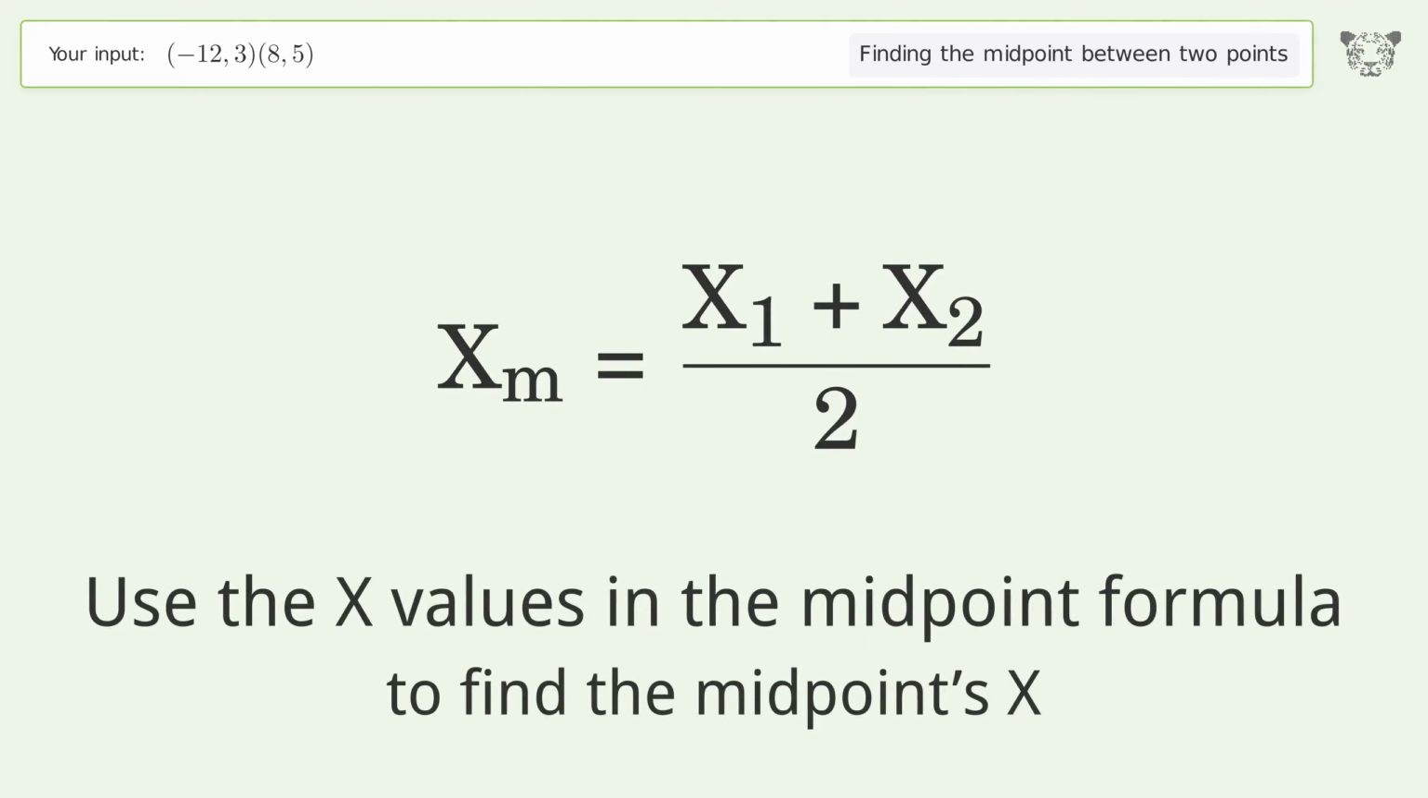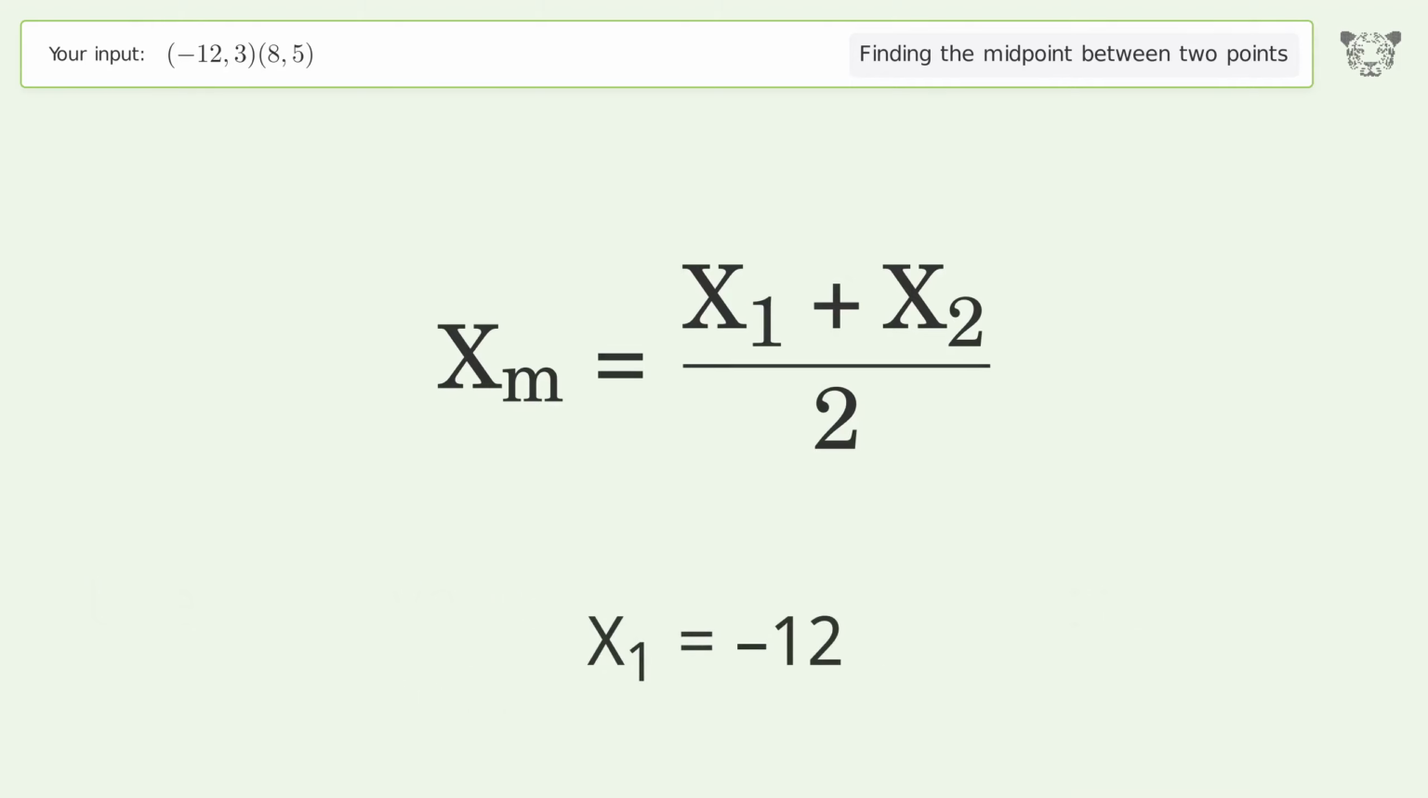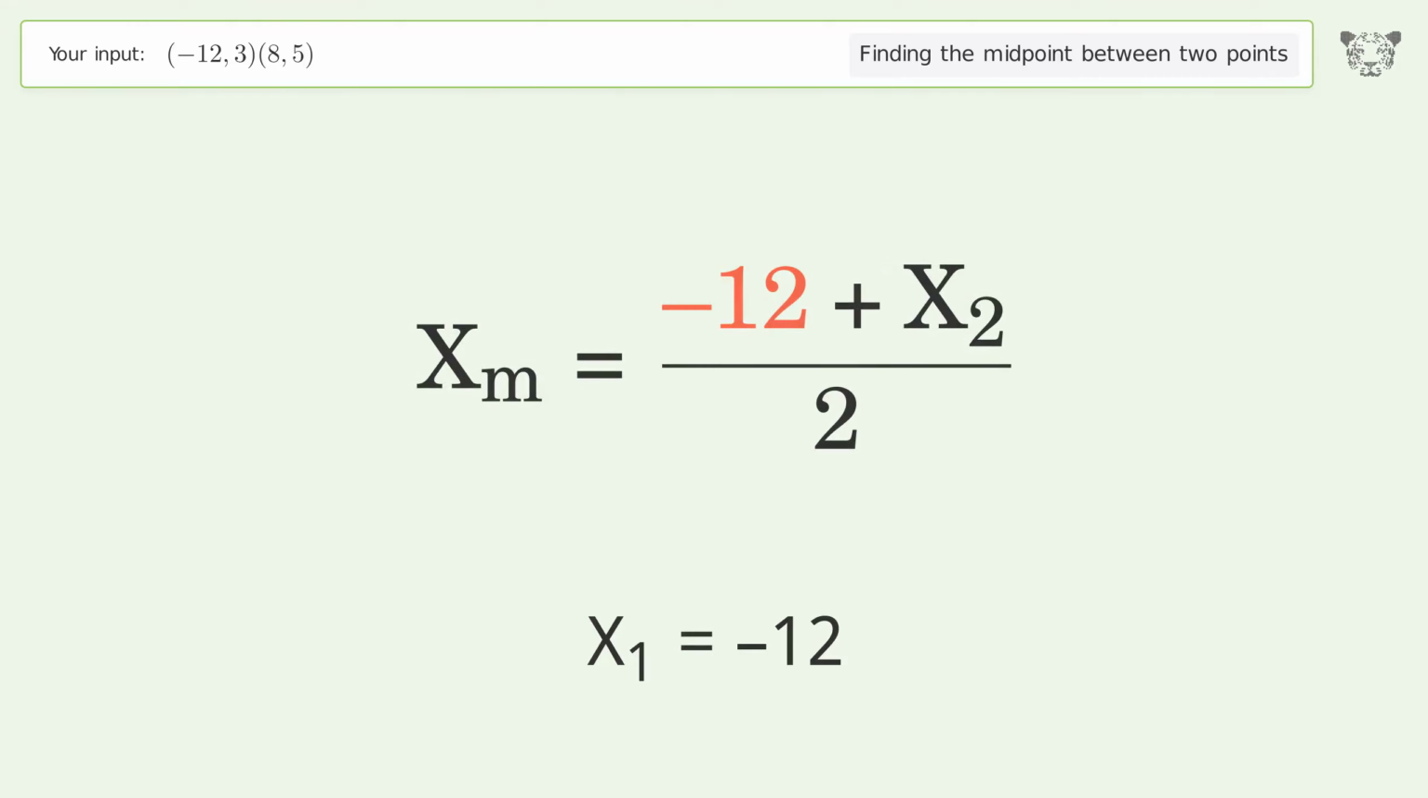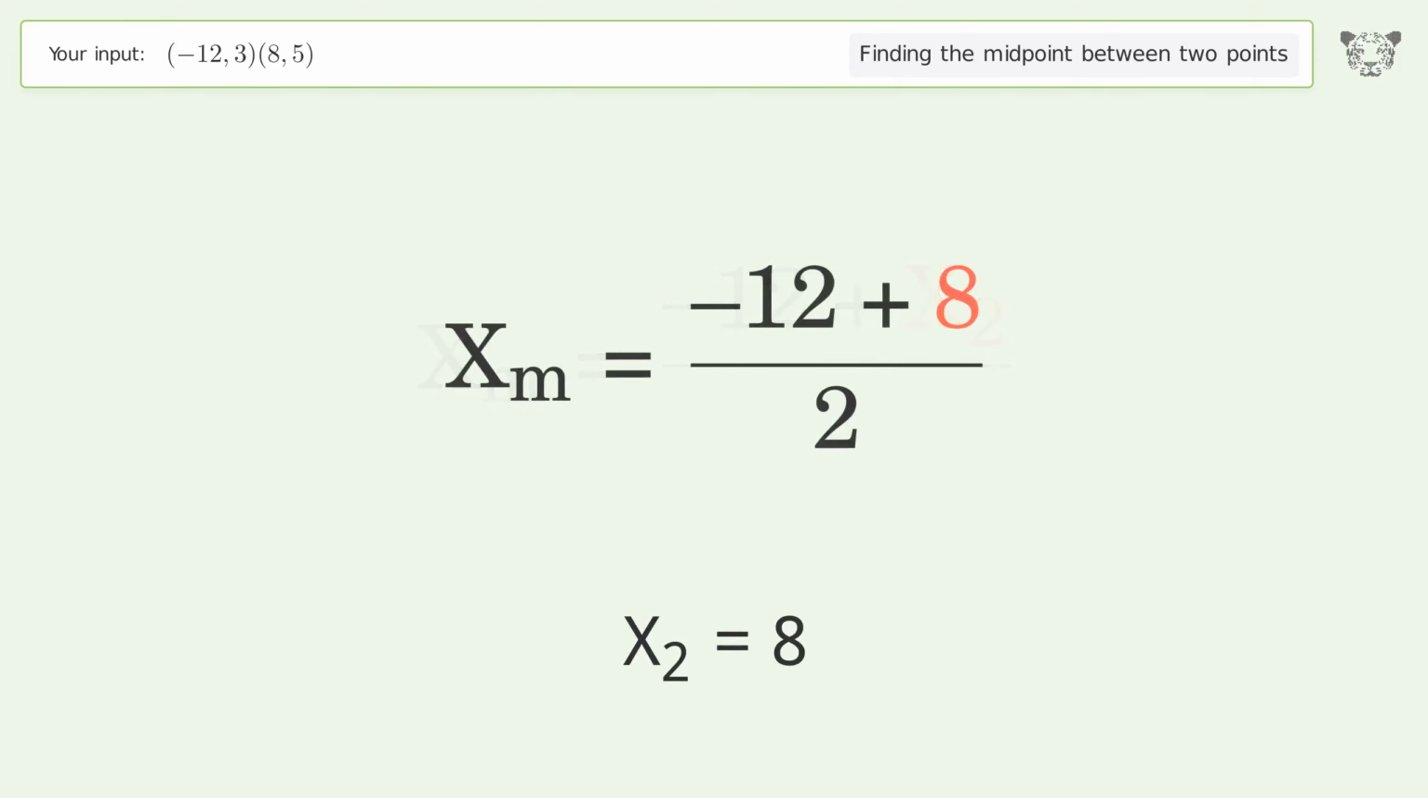Use the x values in the midpoint formula to find the midpoint's x. x1 equals -12. x2 equals 8. Simplify the arithmetic.